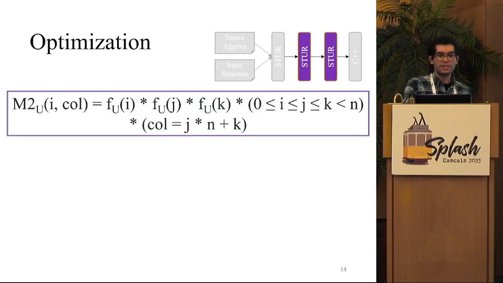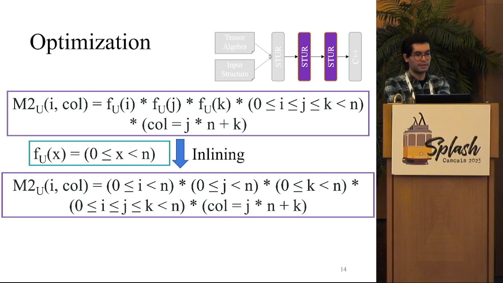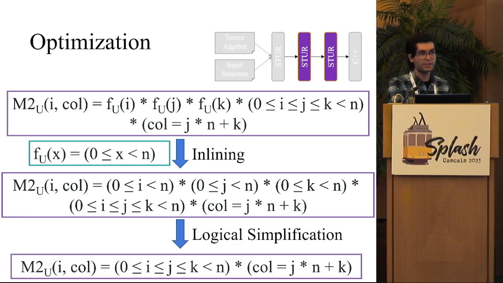And the next step is we apply some optimizations. The first one is inlining. We put the structure of f in this computation, and this is the output. The next step is logical simplification. The i less than or equal to j less than or equal to k, all of them between 0 and n, basically subsumes i between 0 and n, j between 0 and n, and k between 0 and n. So we just get rid of them, and we keep the last line.